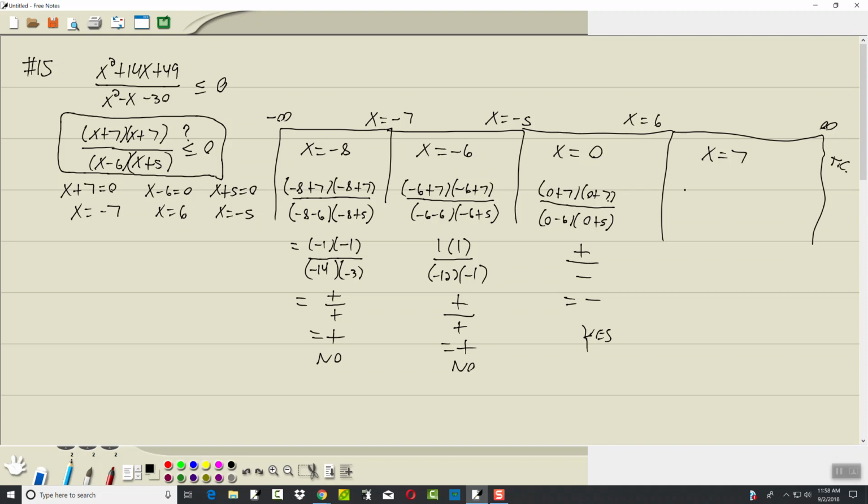Now over here, if I plug in 7, I got 7 plus 7, 7 plus 7, and 7 minus 6, and 7 plus 5. 7 plus 7 is 14, 7 plus 7 is 14, positive times a positive is positive. 7 minus 6 is 1, which is positive. 7 plus 5 is positive. Positive times positive is positive. So that gives us positive, so the answer here is no. So our only interval is from negative 5 to 6.